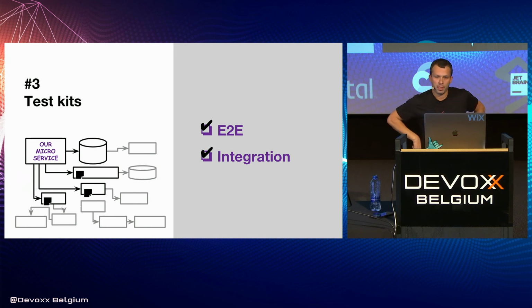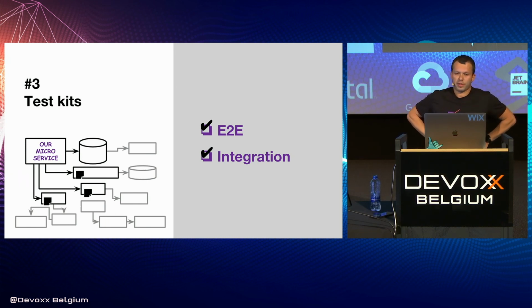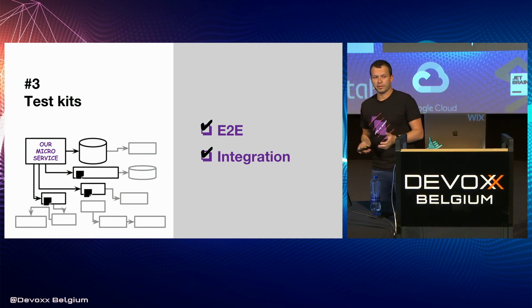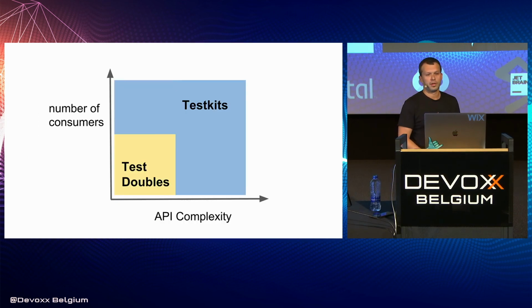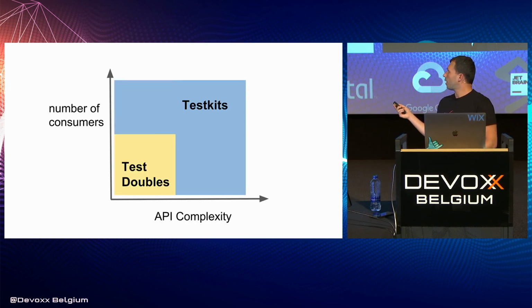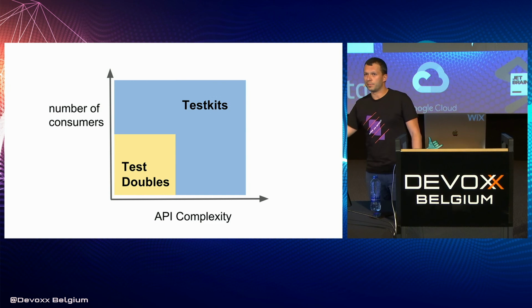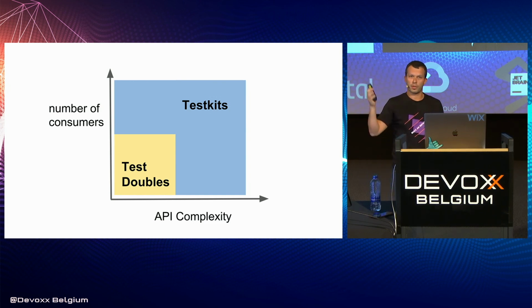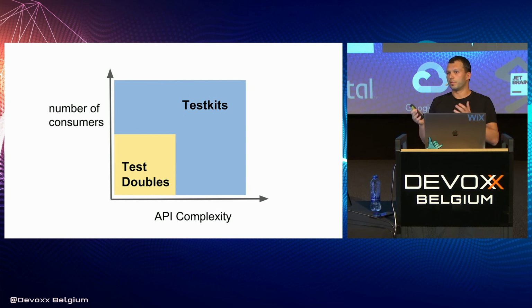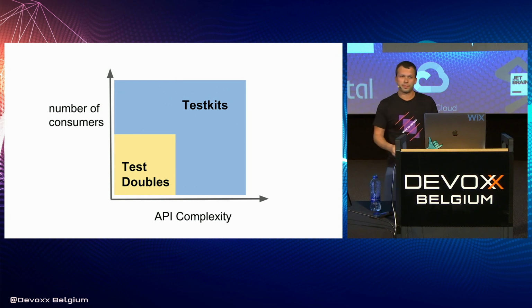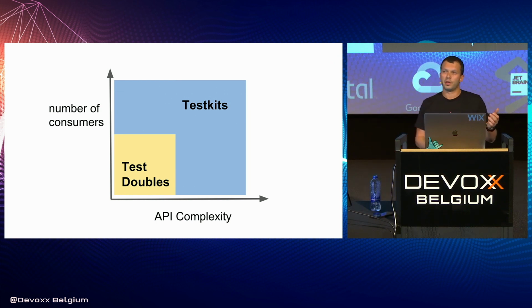And then you have the dependencies issue. So there is no rule for when to use what. A general rule of thumb is that I usually look at the number of consumers and the complexity of the API. So if the API is simple and you don't have many consumers, just go with the test doubles approach. You don't have a lot of integration problems, and it's pretty easy. If your API is very complex, or you have a lot of consumers, you have a lot of integration issues, you need to help a lot of consumers to integrate with you, go with the test kits.